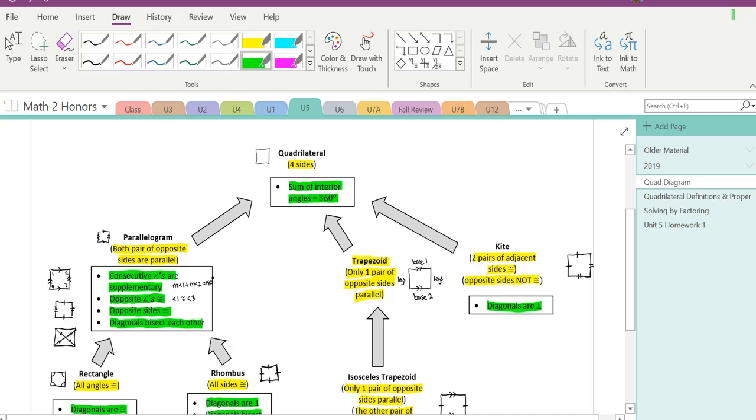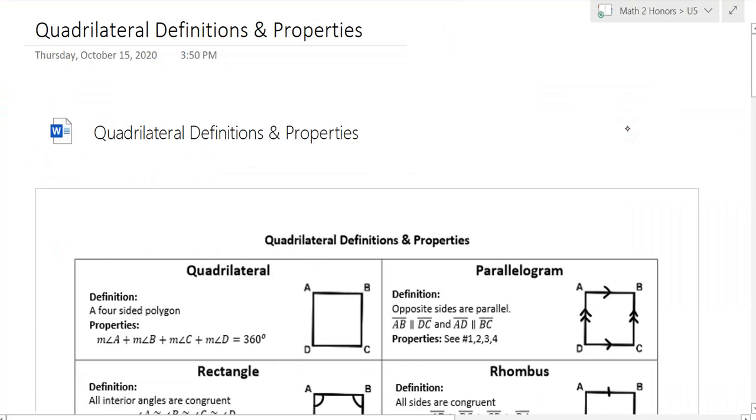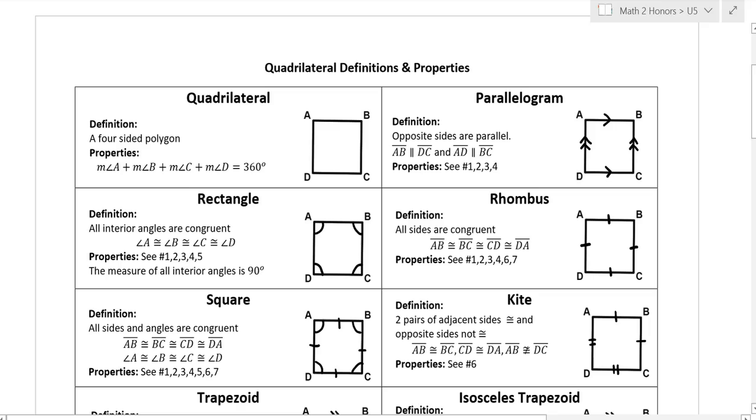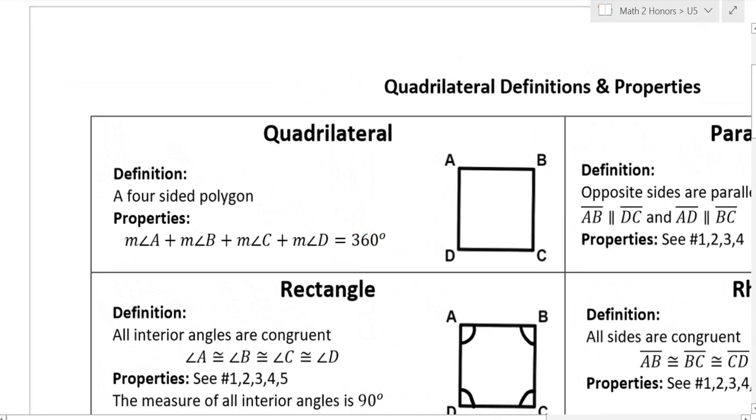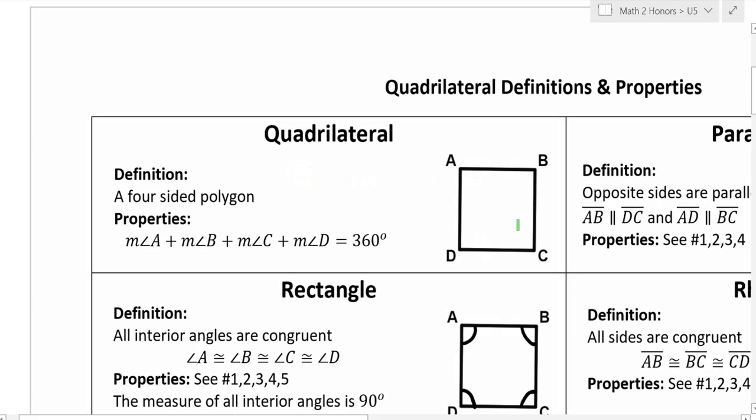Now let me show you the next page in your packet, which is a bit repetitive of the first one. It's just organized differently. So if you really understand the first one, this is just a repeat, but it's helpful. I have a little bit more written here. For example, the quadrilateral, right? You have a picture of it, you have the definition, and you have the same property that all four angles add up to 360. Right? So you just have the definition and the property.